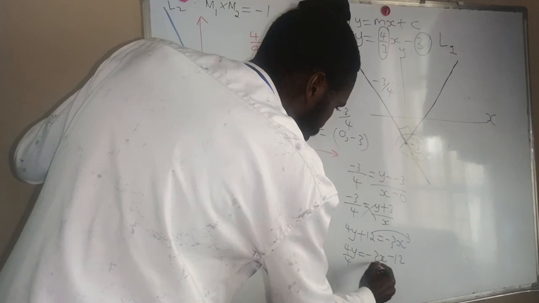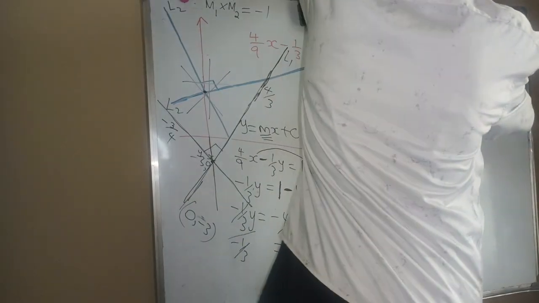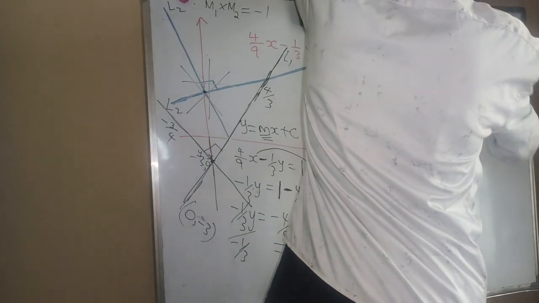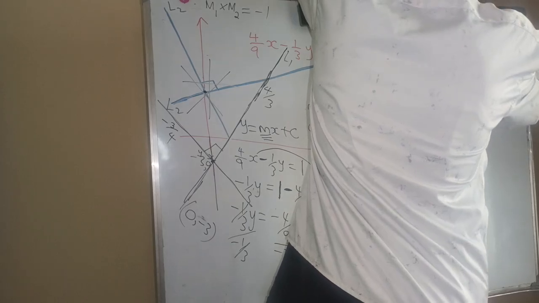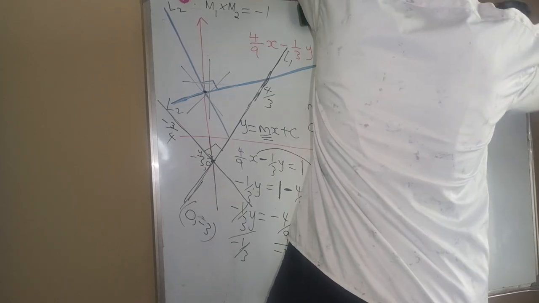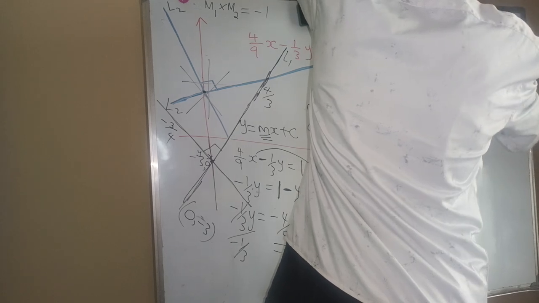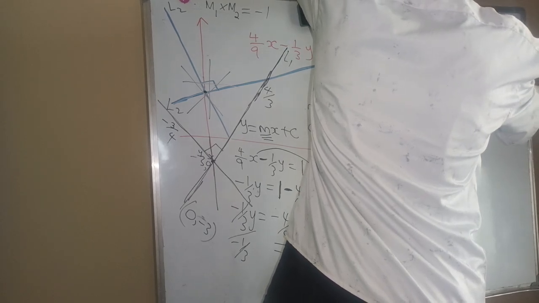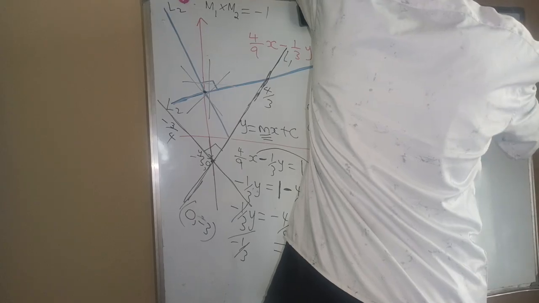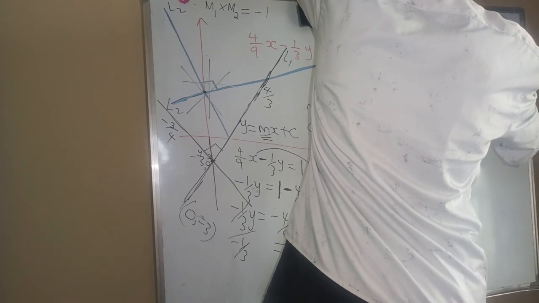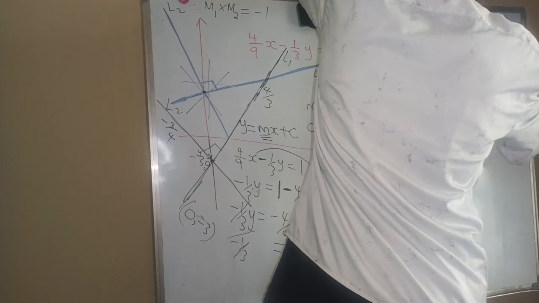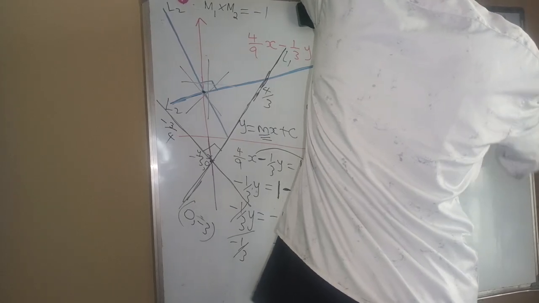We divide by 4, divide by 4, divide by 4. I don't know if you can see that, but let's just proceed. So we have 4y plus 12 is equal to -3x. Let me take 12 to the other side, so it will be 4y is equal to -3x minus 12. So divide by 4, divide by 4, divide by 4. So that means our y is equal to -3/4x minus 3. That becomes the equation of that line.